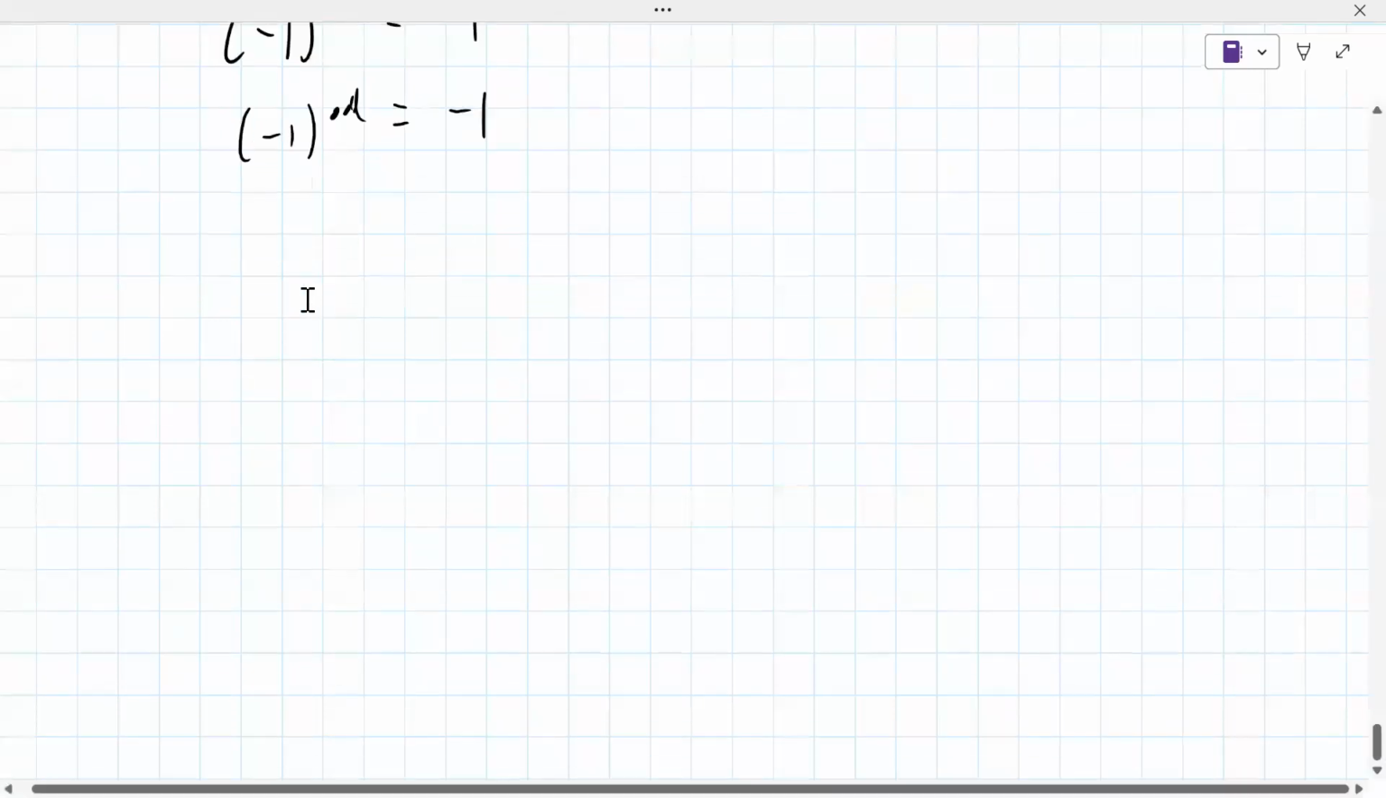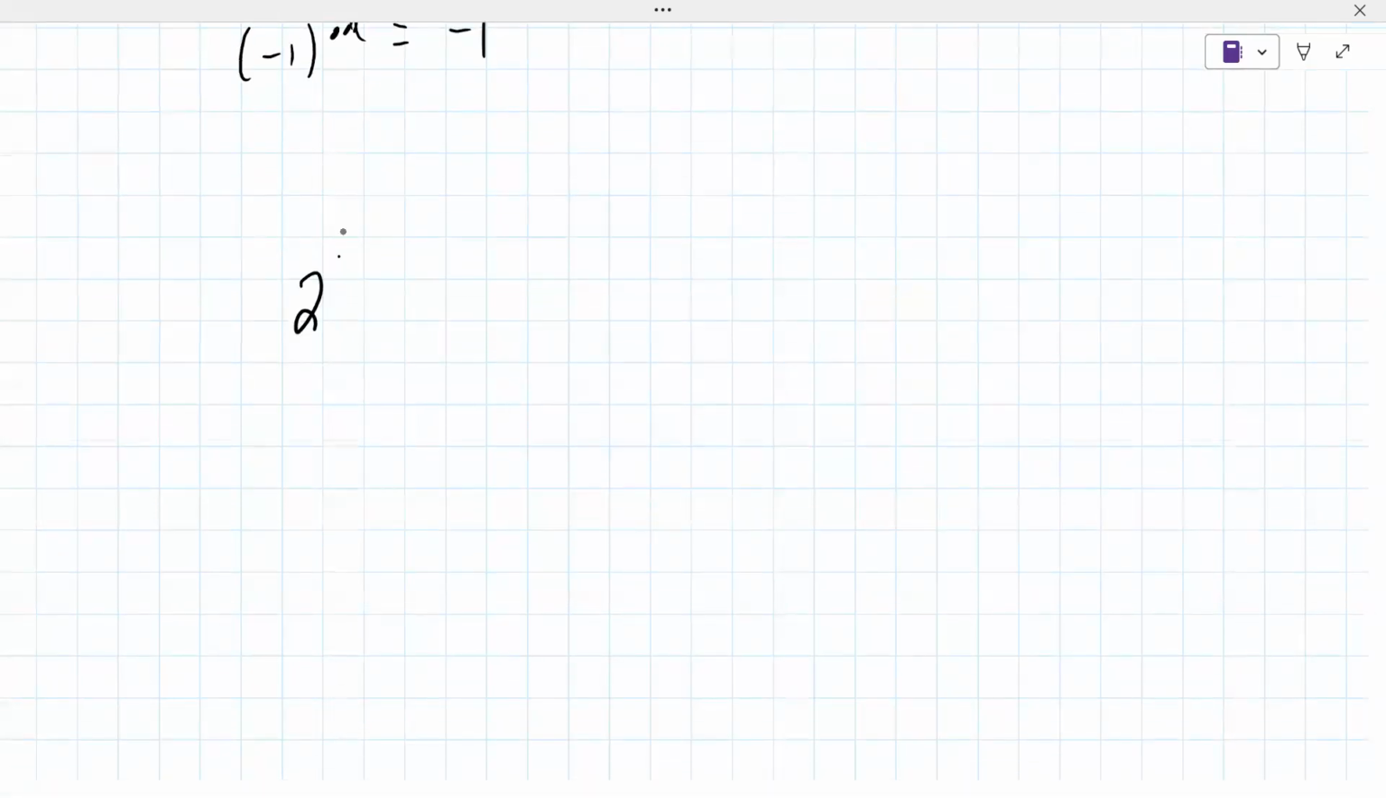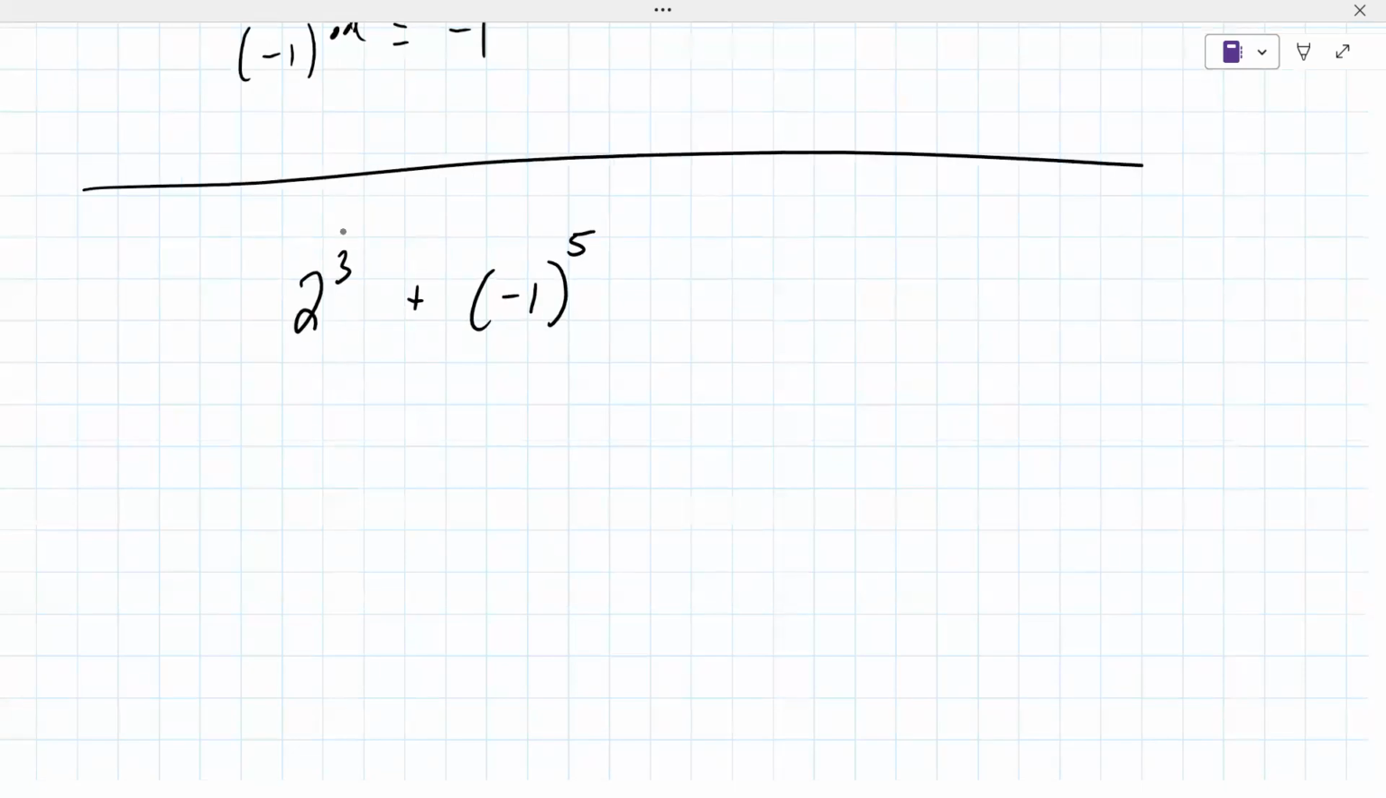All right, so let's do a couple problems with exponents here. What is 2 to the power of 3 plus -1 to the power of 5? 2 times 2 is 4. 4 times 2 is 8. -1 times -1 times -1 times -1 to the 1 equals +1. I got my final answer.